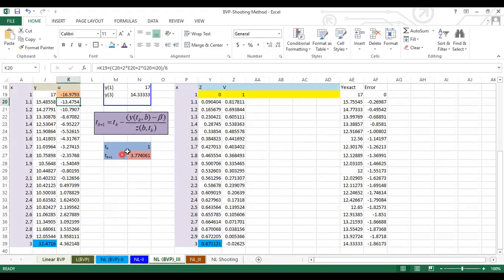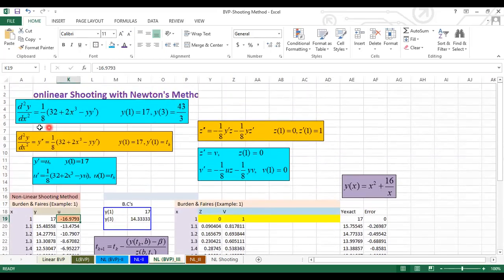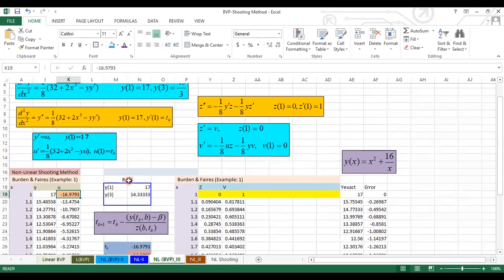So for that case, we begin with the slope minus 16.9793. This value suggests a new slope, minus 14.2052. So we will again solve the second order initial value problem, which is similar to our boundary value problem, with a new value of the slope, again converted into y prime, v prime and all that.